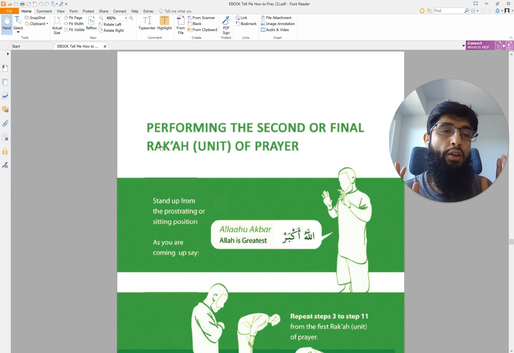But again, you can call it a unit, you can call it a Rakah. If you understand the workout mentality, you can call it a rep. So this is a rep. Each prayer is built of a number of reps that we will take a look at now.